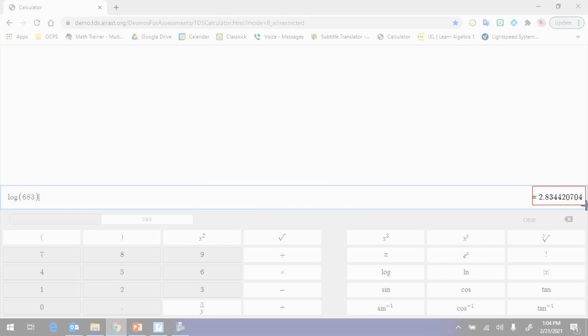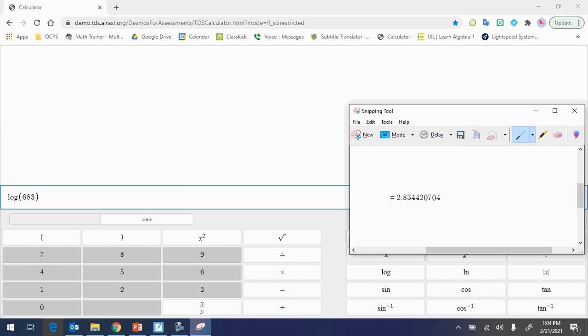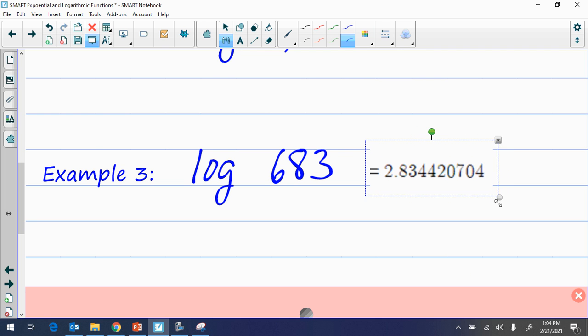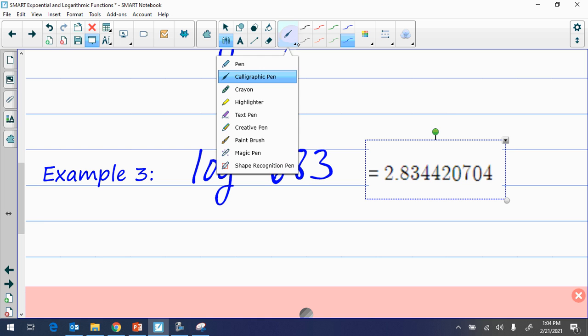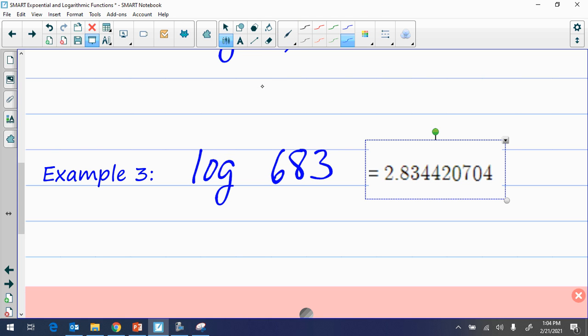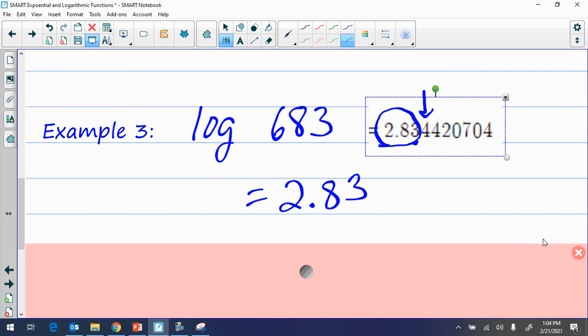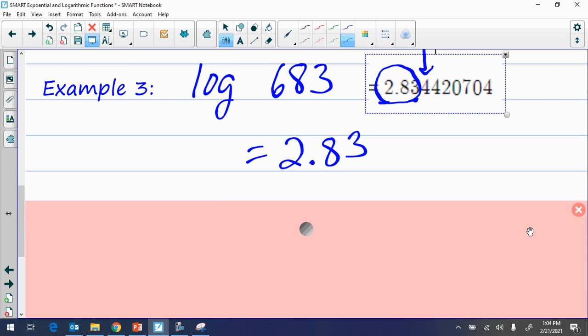Now, let's talk about rounding. We are going to round to the nearest hundredth unless told otherwise. So, pay attention. My hundredth spot is right here. That's 2 decimal places. I look to the right of that. It's a 4, which tells me to stay the same. So it's going to be 2.83. So rounding to 2 decimal places there, I'm getting 2.83. So on that one, I needed to round because it wasn't a perfect power of 10.